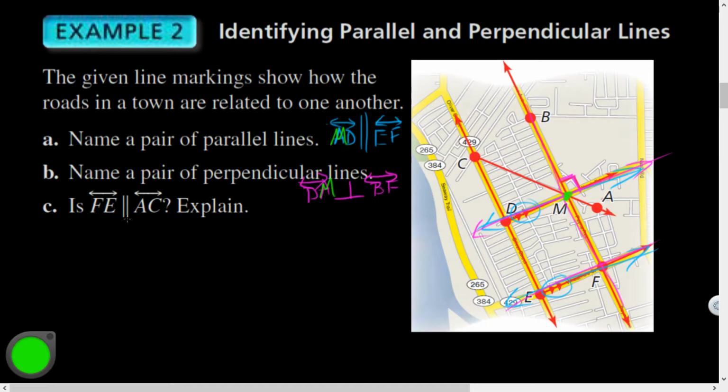All right, here's a question. Is FE parallel to AC? FE parallel to AC? No, I agree, but why not?